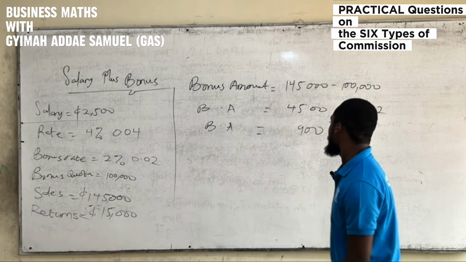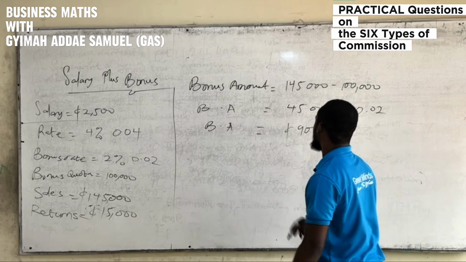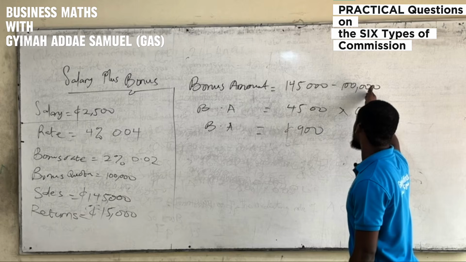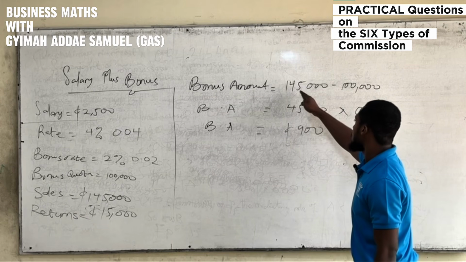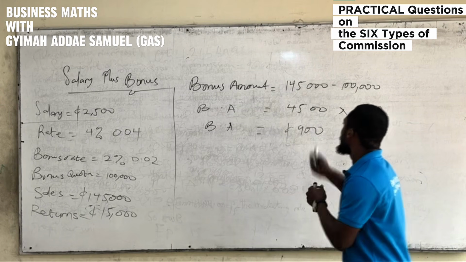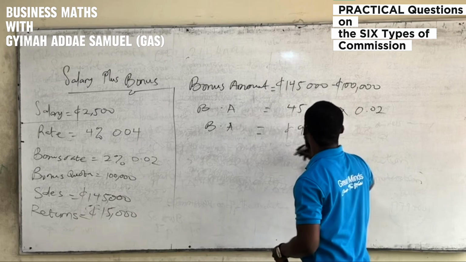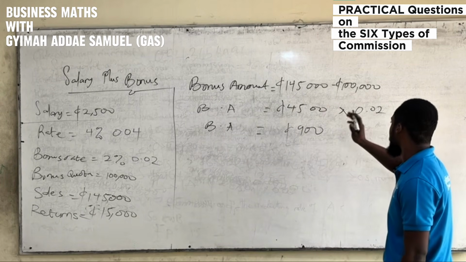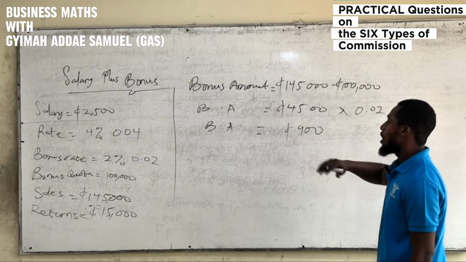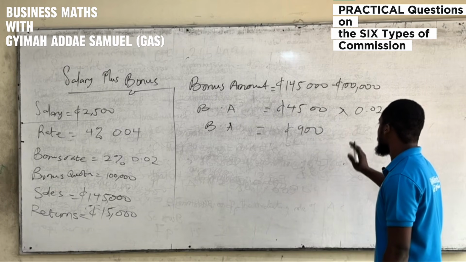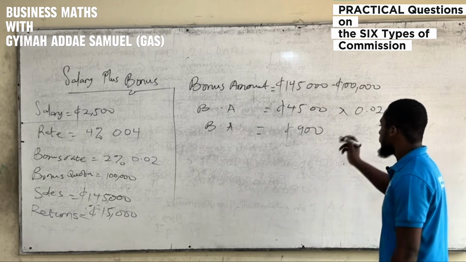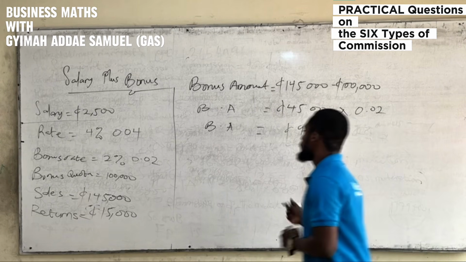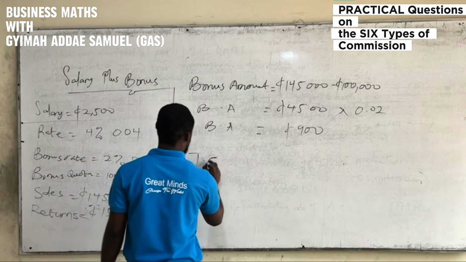So now the bonus amount is 900 Ghana cedis. We subtracted the bonus quota, which is 100,000, from the sales, which is 145,000 Ghana cedis. After getting that, we had 4,500, and we multiplied our bonus rate, which is 2%, by the 4,500, getting 900 Ghana cedis.